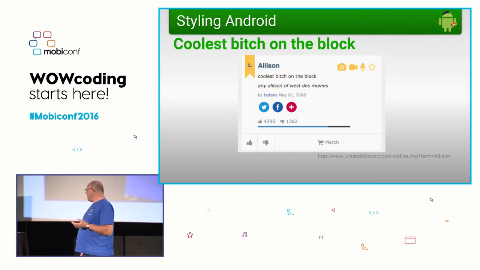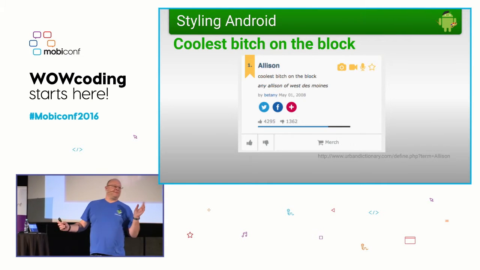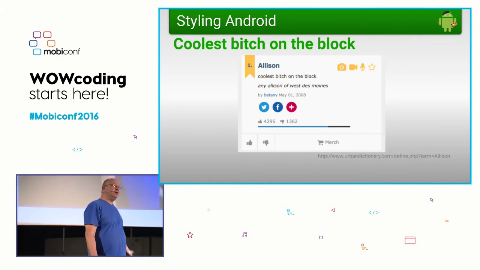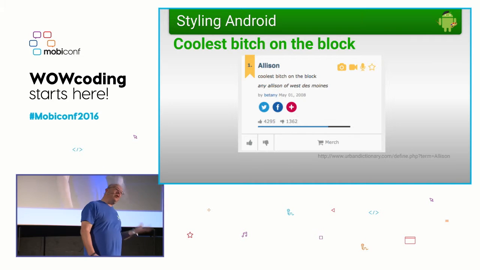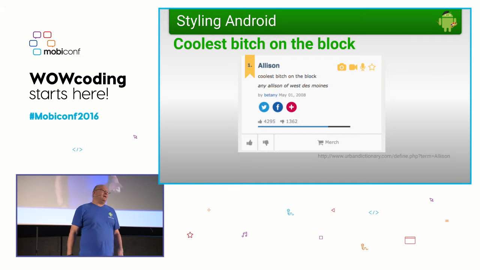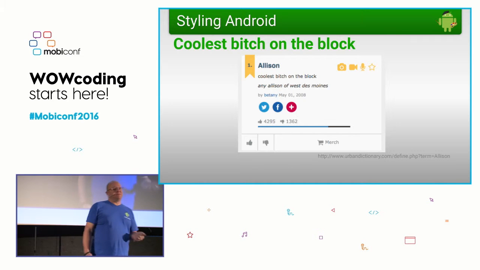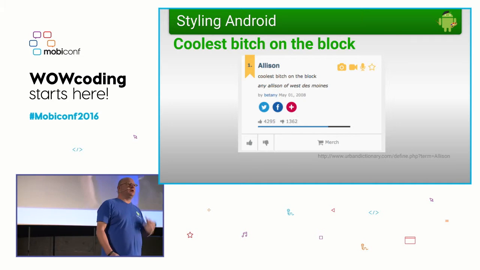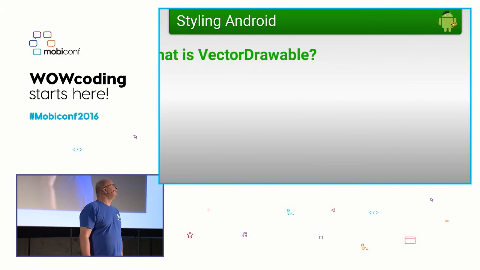But today, we're going to talk about vector drawables. Vector drawables were introduced as part of material, or alongside material design, and they're a key point in what builds material design, getting meaningful motion and nice graphics.